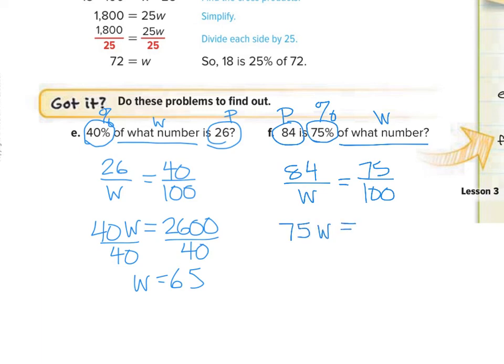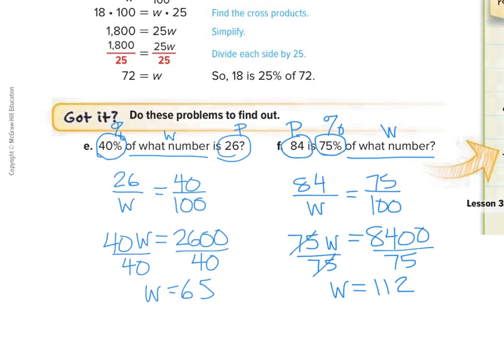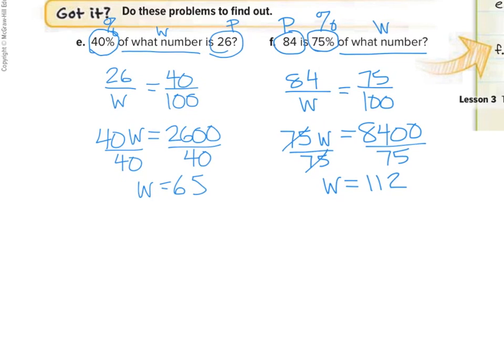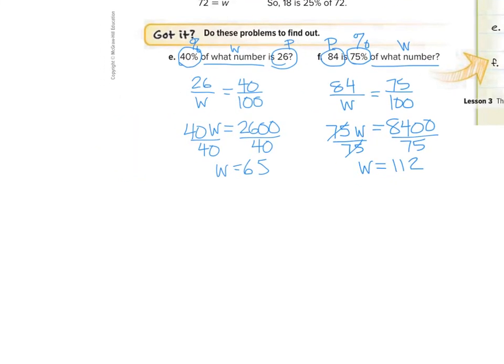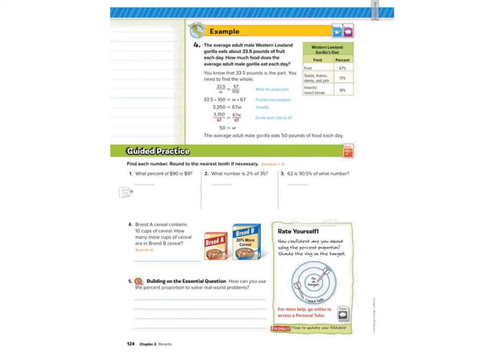We have 75 times W and 84 times 100. So 75W equals 8400. And we can divide by the coefficient of W, which is 75. And these will cancel out, and we'll have W equals 8400 divided by 75, which I believe is 112. Okay, so we have practiced doing examples of each type of problem. Let's move on now to the next page.